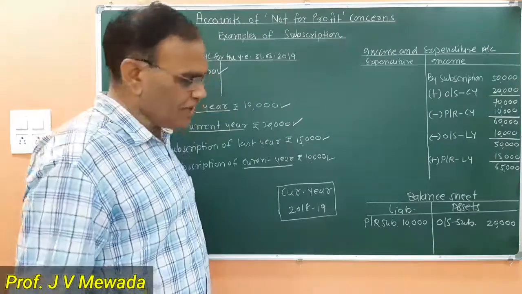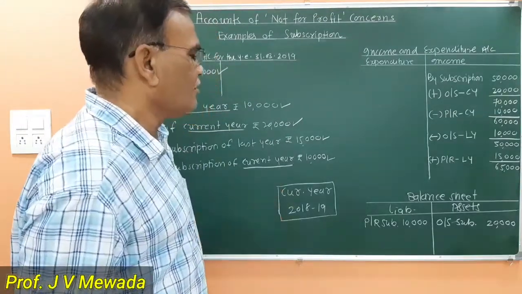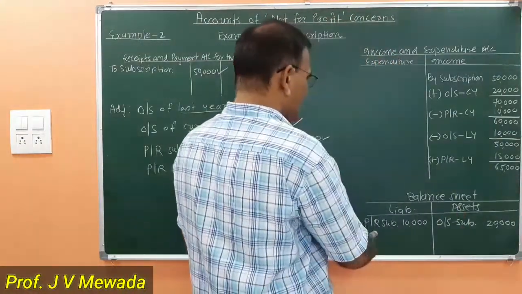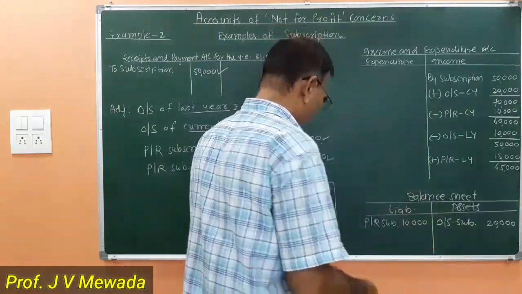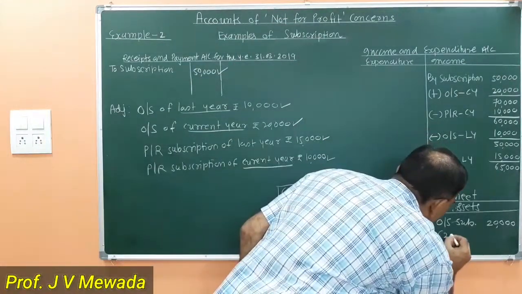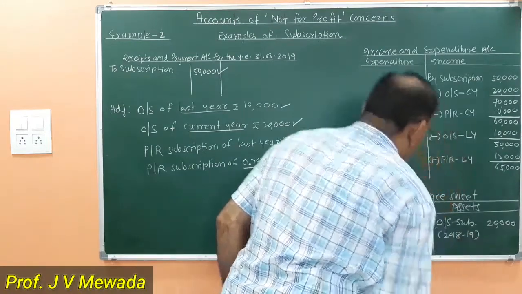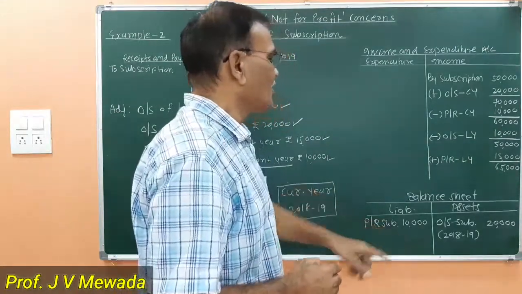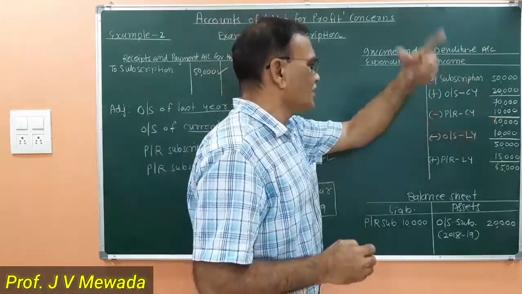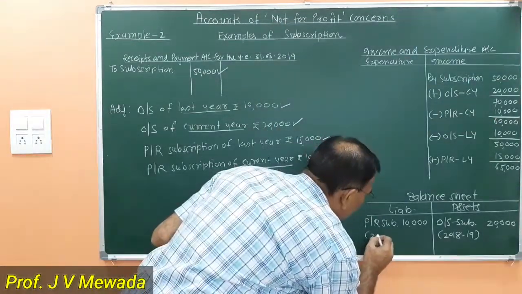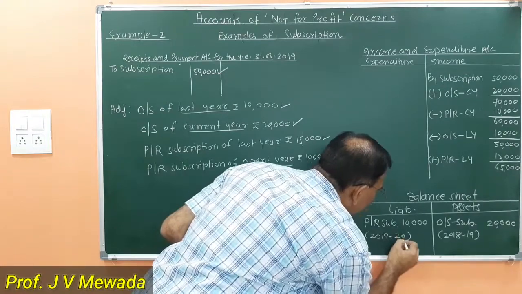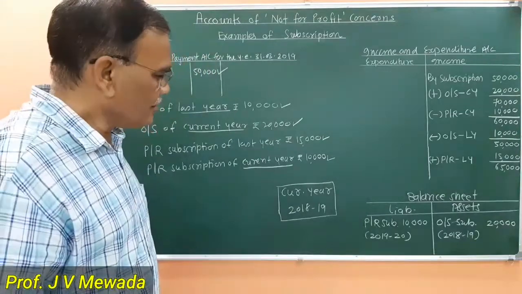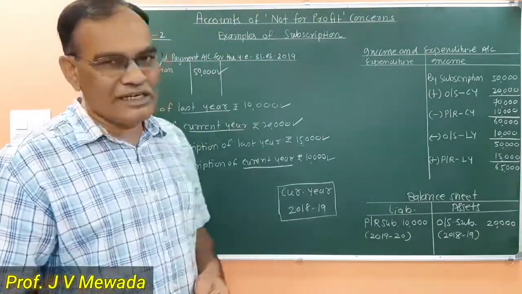So these are the figures for different years. This is outstanding subscription of current year. Okay, and this is pre-received subscription. This is for the next year that we are paying. So here you can say 2018-19, and here you can say that this is pre-received subscription of the current year, that is for the next year. So this is 2019-20. You can write the year like this. It is for the next year, 2019-20. Okay. So this is the second example.